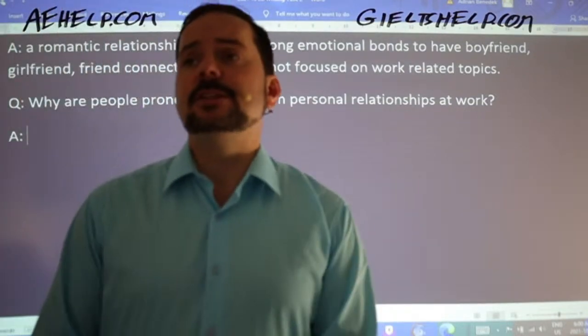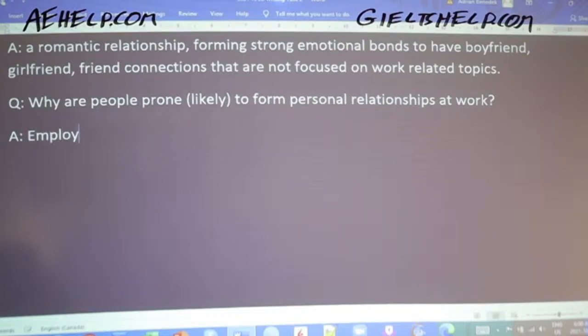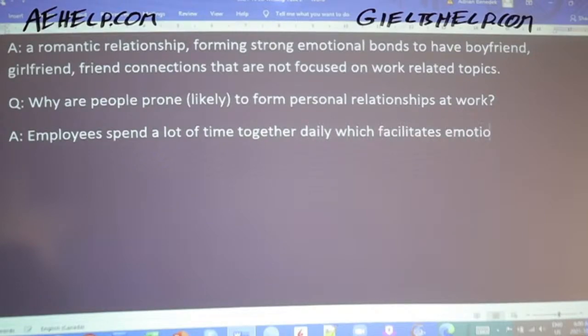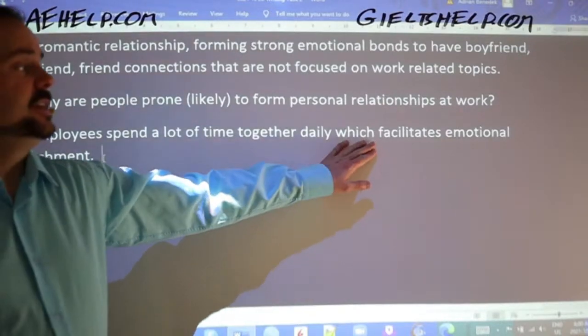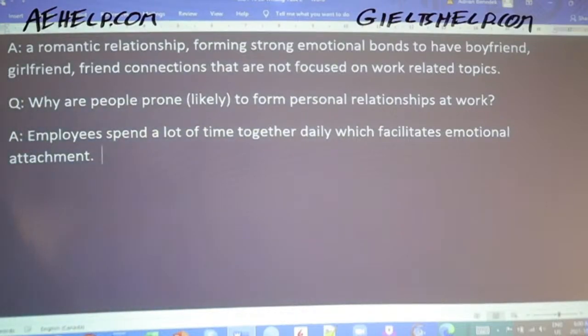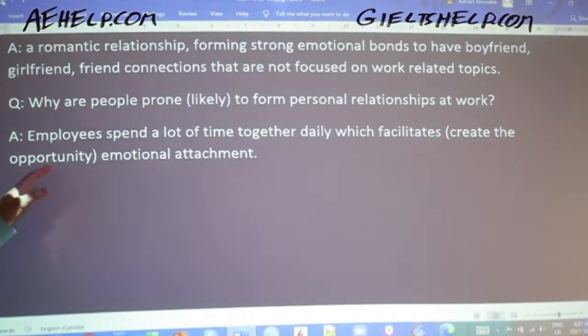Yeah, Carolina, very good. So Carolina says it has to do with time, right? They spend a lot of time together every day, so they spend a lot of time interacting. Yeah. So they spend a lot of time together daily, which facilitates emotional attachment. Facilitates here means creates the opportunity. So to facilitate means to create opportunity. So I'm giving you vocabulary and definitions here as we go along, but absolutely, Carolina, it's the time factor, right? So employees spend a lot of time together daily, which facilitates, or creates opportunity for, emotional attachment.